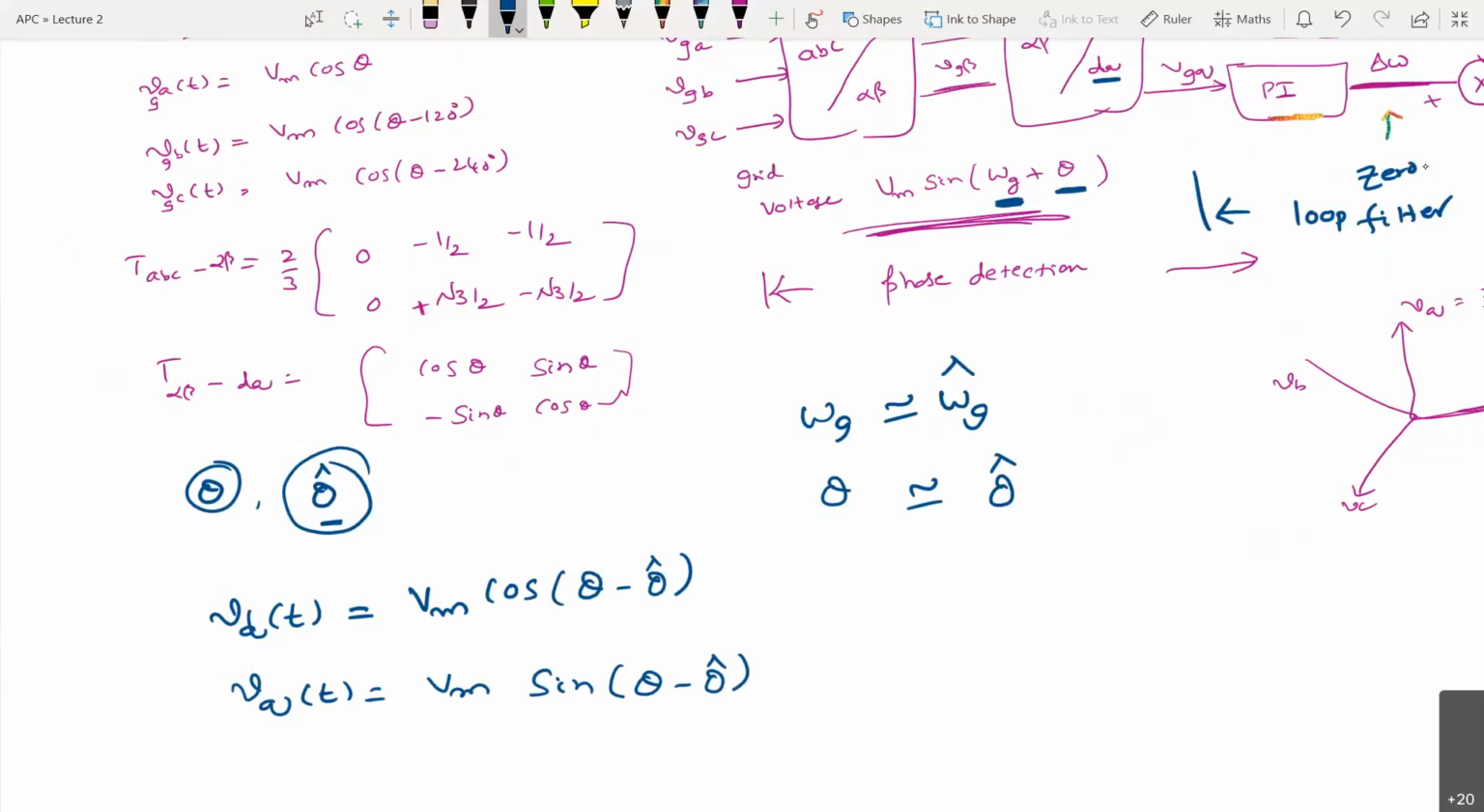You're aware of this, right? When you have two reference frames with two different frequencies, this is the one. You studied this, right?